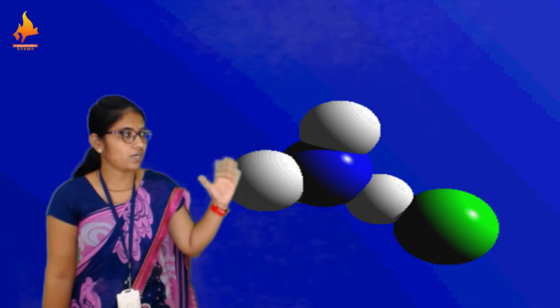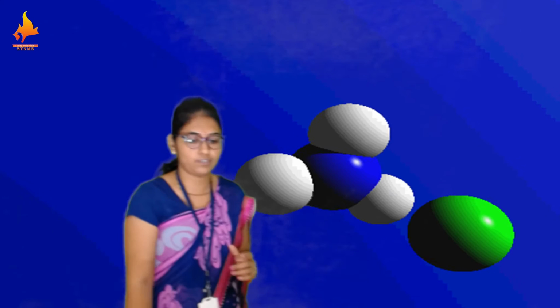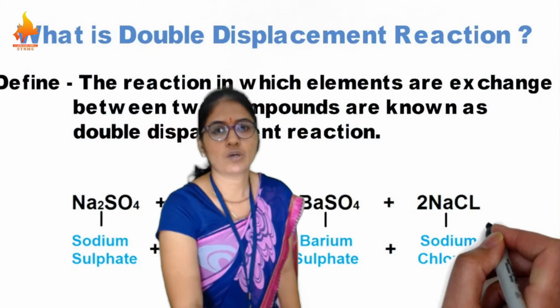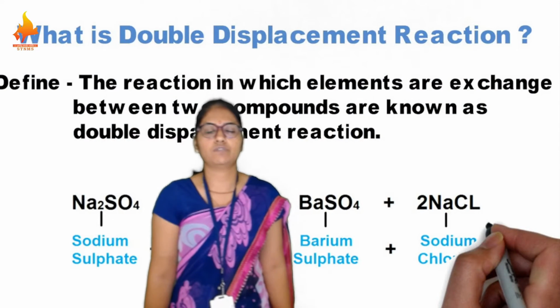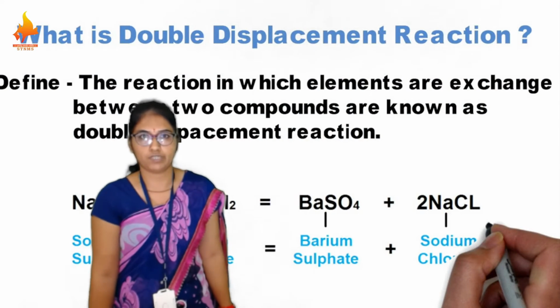Now the next reaction is a displacement type of reaction. You can see the picture. A single element will displace the element present in another compound. How this reaction takes place is based on the reactivity of elements. If it is more reactive than the element present in the compound, then it can displace. Displacement reactions occur in metals as well as non-metals.